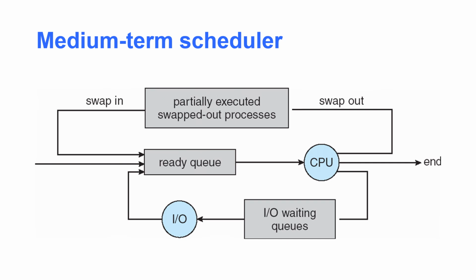The next one is the medium-term scheduler. If any interrupt or IO process comes, the process needs to be moved to the suspended state, and time will be given to the new process. When moving a process from main memory to secondary memory, we use the medium-term scheduler. So these are the types of schedulers we have.